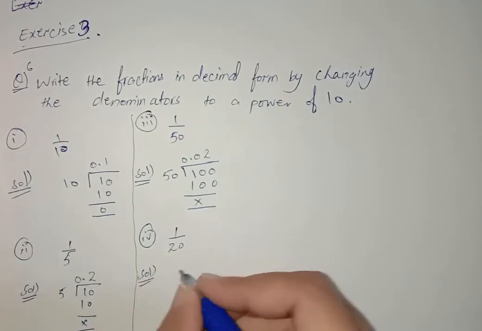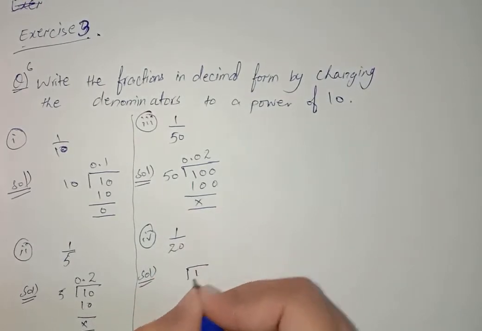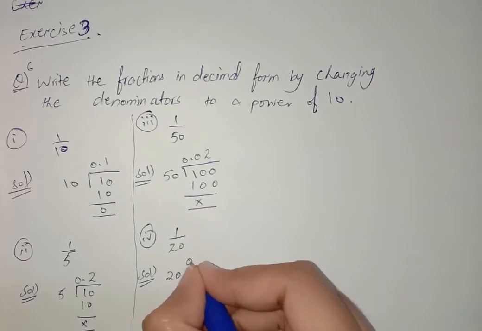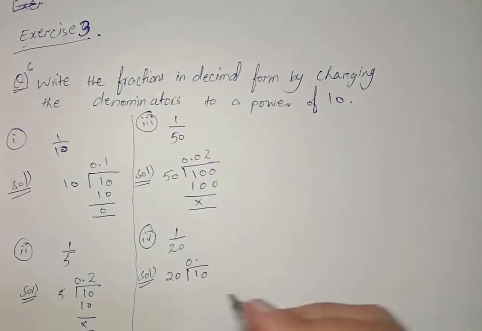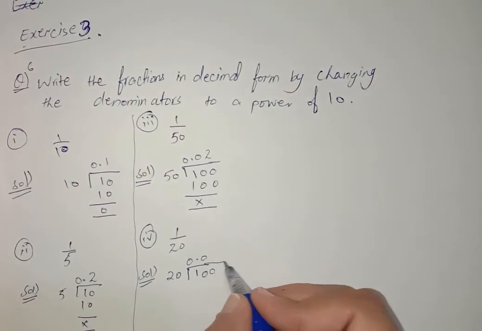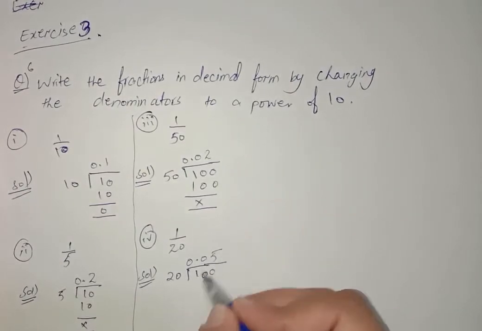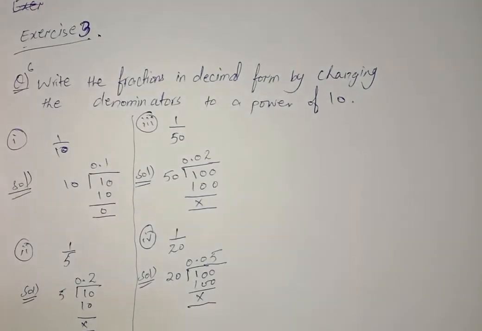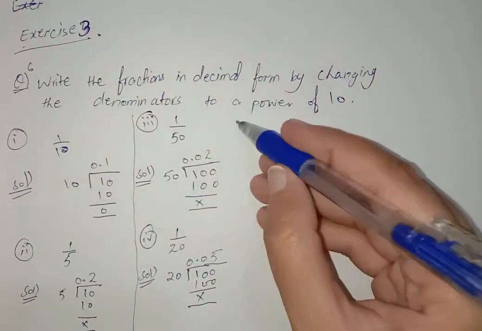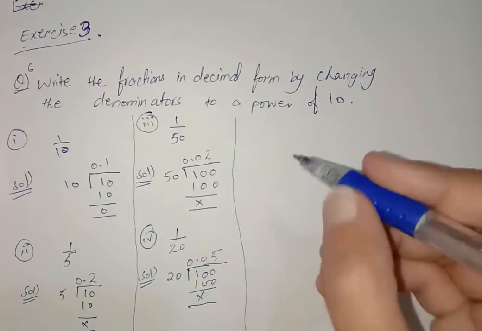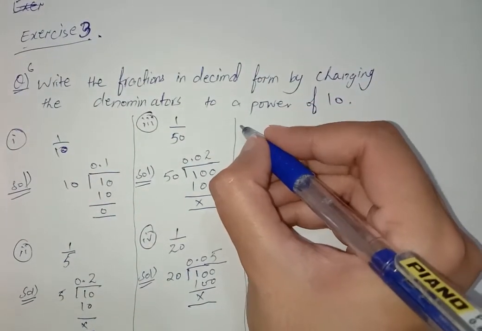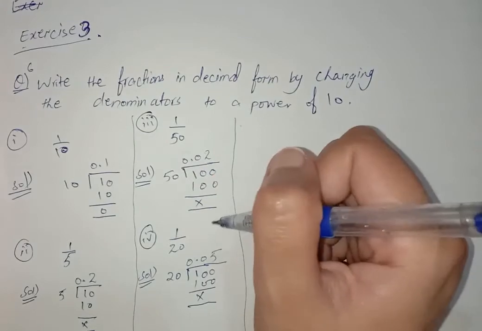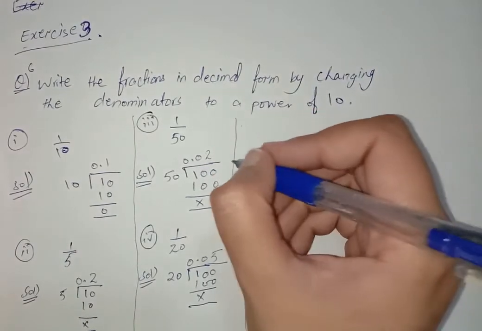Solve it. 1 comes in a bracket and 20 out of the bracket. 0 point, so we can place a 10. Also 10 doesn't come in a table of 20, so we can place a 0 and double 0. 20 5s are 100. Okay, I hope you can understand how to solve these questions. These are simple division. Oh sorry, these are in fraction form, so we have to write them in decimal form.